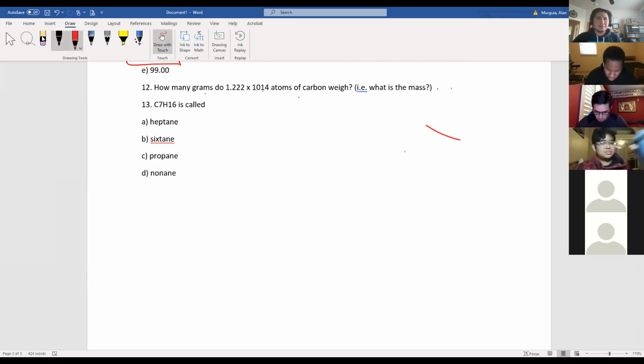So for number 12, how many grams do 1.222 times 10 to the power of 14, let me fix that, 10 to the power. Yeah, it's a little copy-paste error from the PDF. My bad. So how many grams do 1.22 times 10 to the power of 14 atoms of carbon weigh?